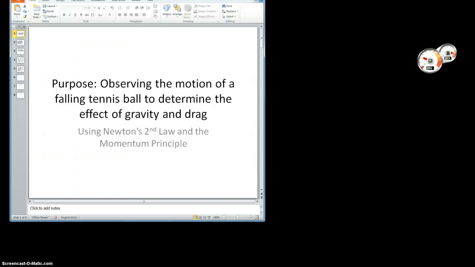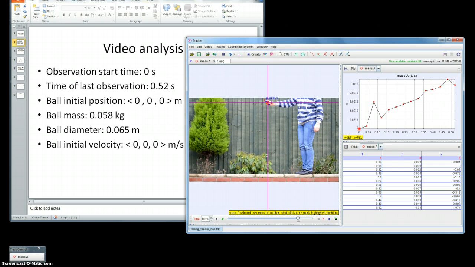The purpose of this lab was to observe a falling tennis ball to determine the effect of gravity and drag. I extracted motion data from the video, constructed models using Newton's second law, and compared the predictions of the models with the observations. This is a clip of the tennis ball being dropped.